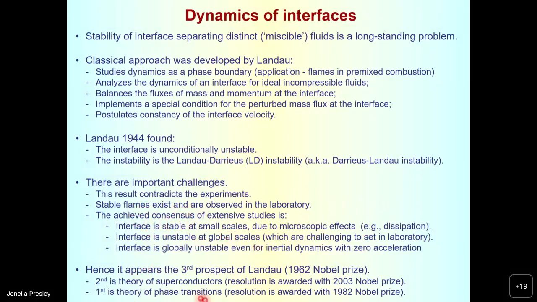And the consensus achieved since 1944, as the community was trying to resolve this paradox, was that the interface is stable at small scales due to some microscopic effects. It's unstable at global scales, which are challenging to set up in the laboratory and to rigorously study. And the interface is globally unstable, even if we have zero acceleration. And this is the formulation of the third prospect of Landau, as I mentioned before, 1962 Nobel Prize laureate, which we're actually trying to address.